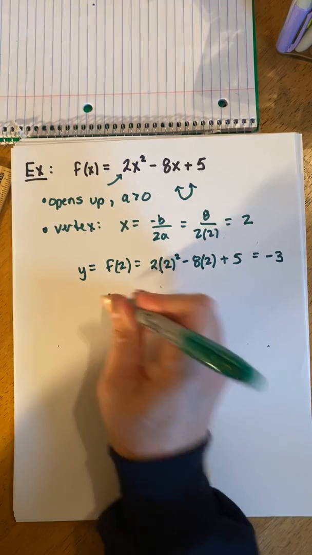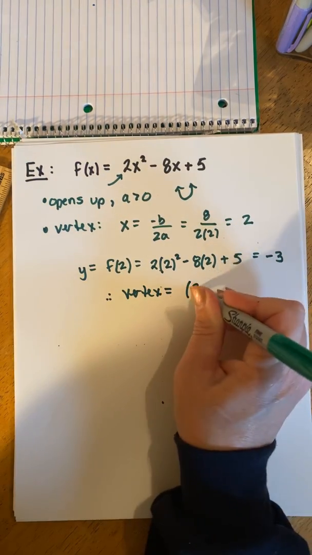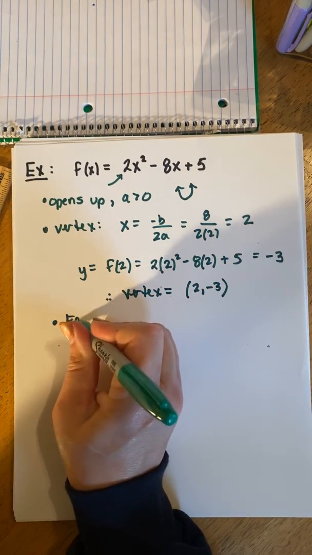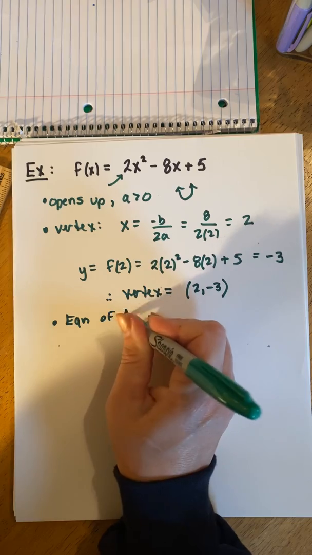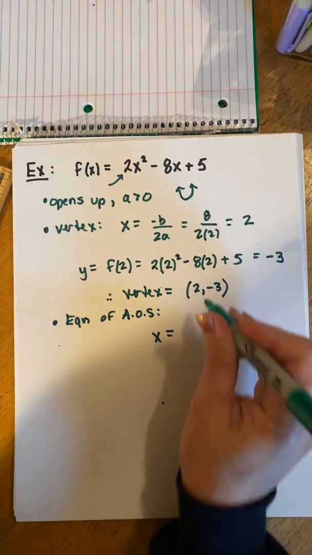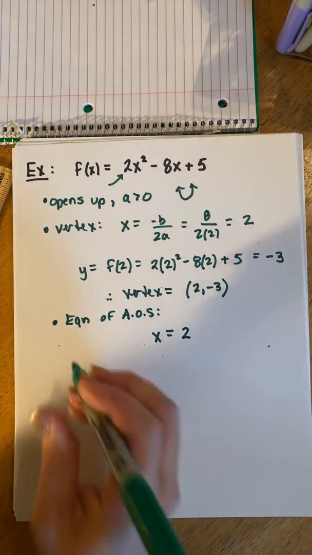So therefore, my vertex is equal to the point (2, -3). Now we know our equation of the axis of symmetry. It's always x equals, don't forget the x and the equals, the x-coordinate of the vertex. x equals 2.